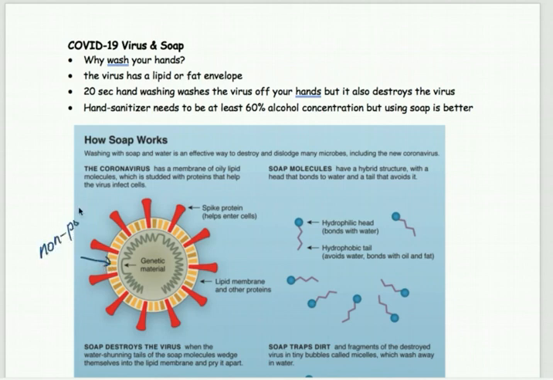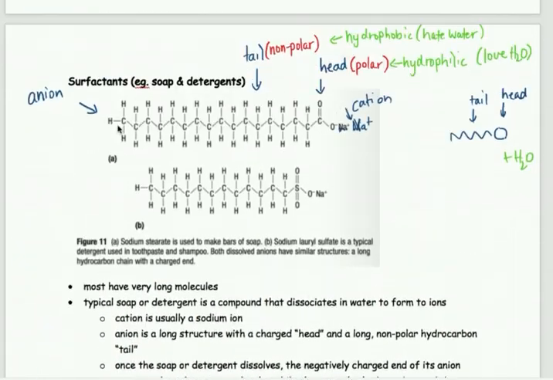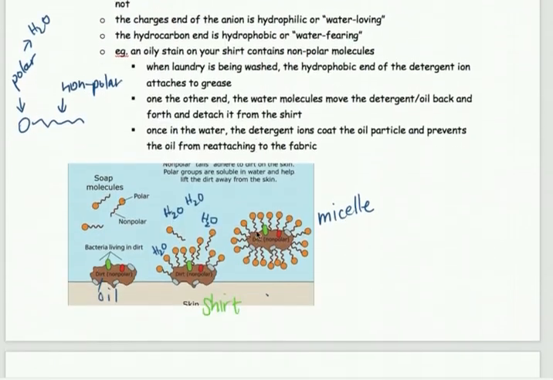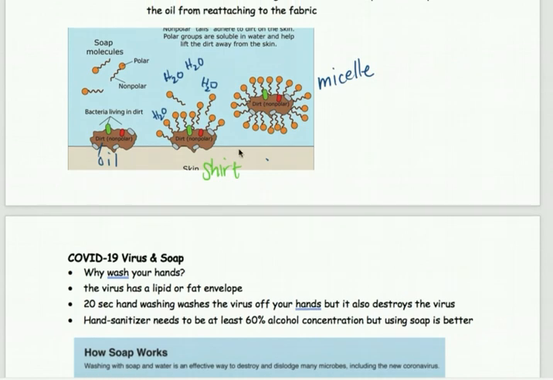So what happens if you have coronavirus on your hands and you go and wash your hands with soap? You take water and lather up the soap. What's going to happen is that, again, the soap is going to dissolve, right? And you're going to get this anion floating around now. And the anion, remember, has a polar head and a nonpolar tail. So it can attack it just like that dirt on your shirt.